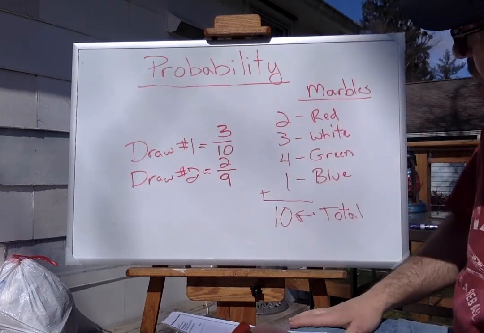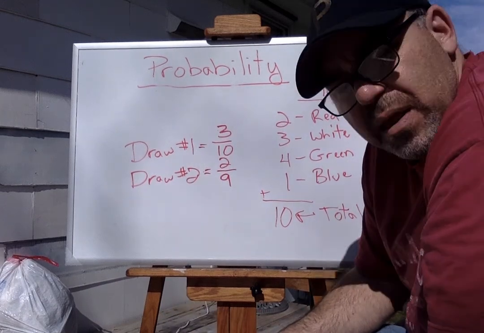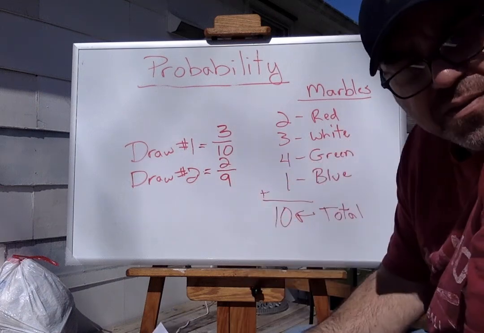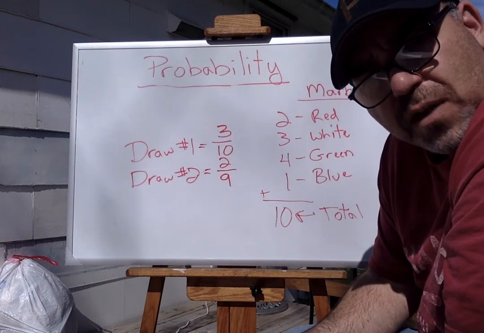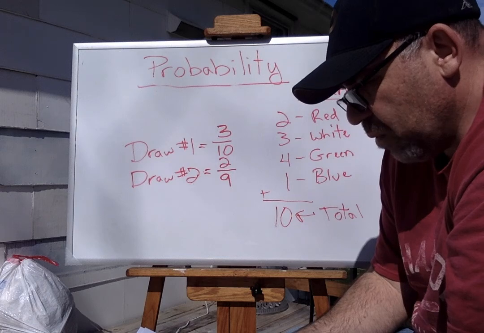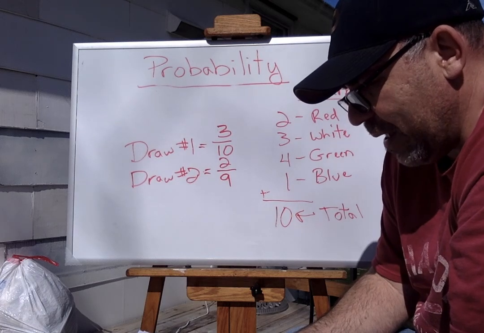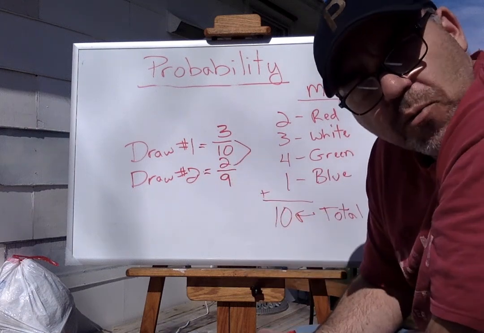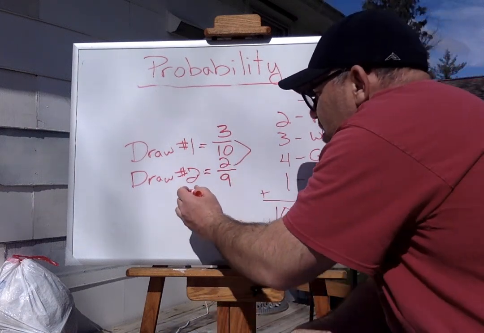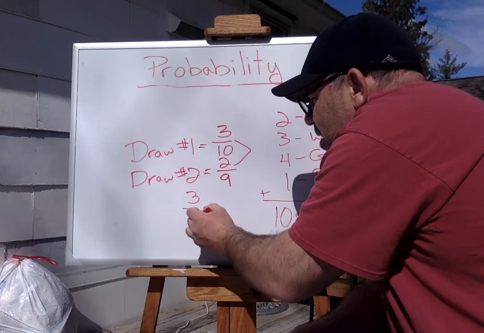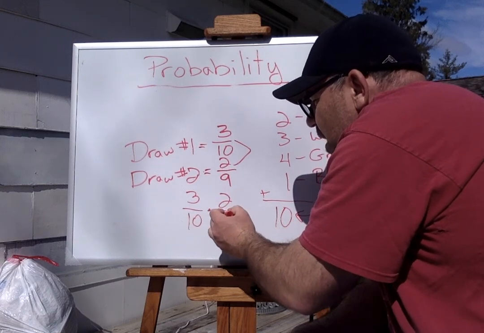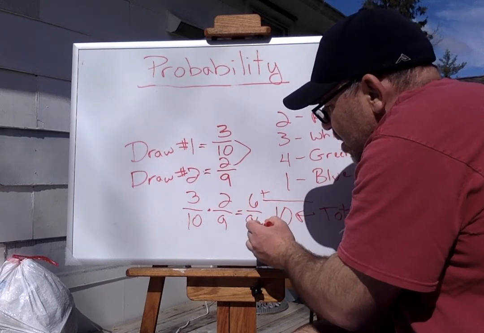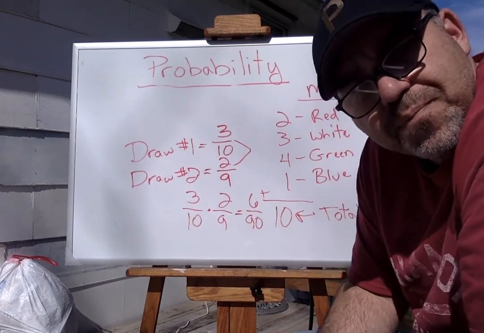So now, what we need to figure out is, what is the total probability of doing this and then this? Okay? So these, again, are dependent. So the probability is going to be these 2 fractions or probabilities multiplied together. So we have 3 out of 10 times 2 out of 9. 6 out of 90. Okay?